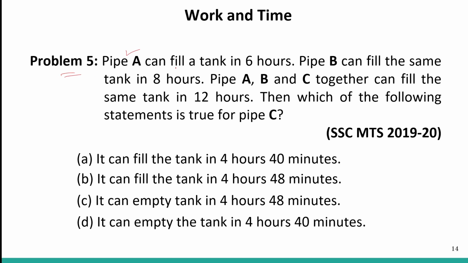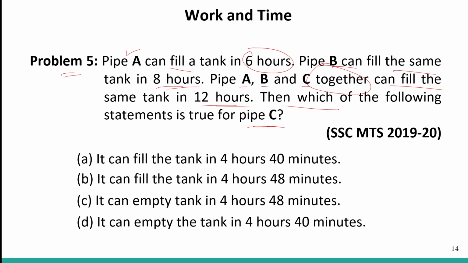So pipe A can actually fill a tank in 6 hours. Okay, so pipe A fills the tank in 6 hours. So pipe B can fill the same tank in 8 hours. Okay, so pipes A, B and C together can actually fill the same tank in 12 hours. So then which of the following statements is true for pipe C?